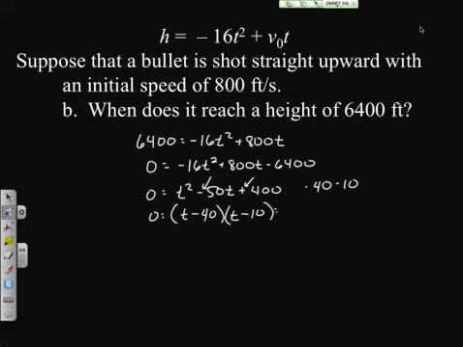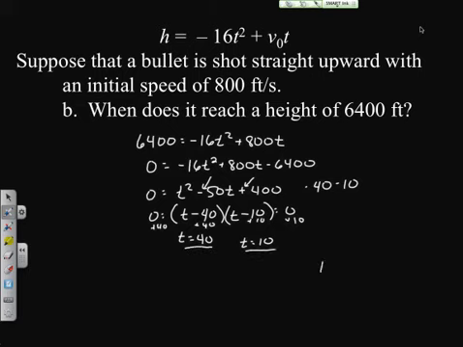So when we set these equal to 0, each one, this will give us t equals 40 when we add 40 to both sides. This will give us t equals 10. So notice that it actually crosses that amount, 6,400. It actually goes there twice. When t is 10, it's at that height, and when t is 40.